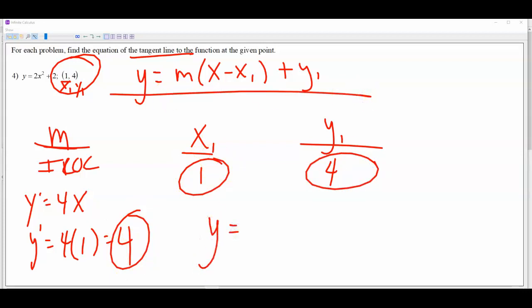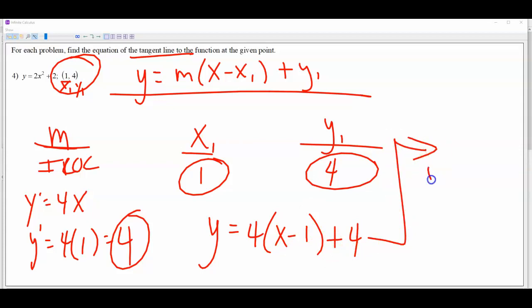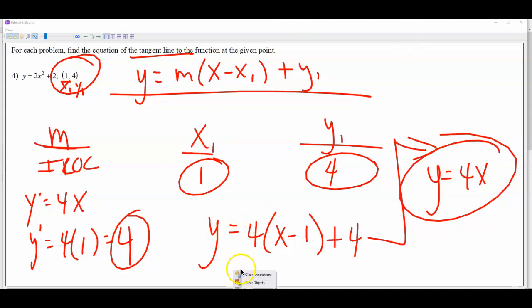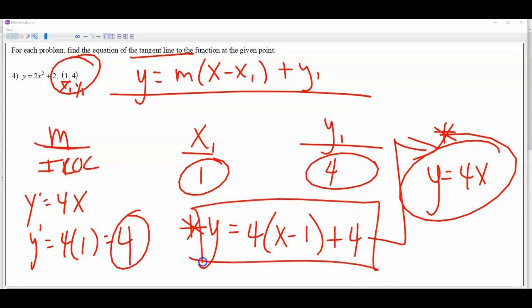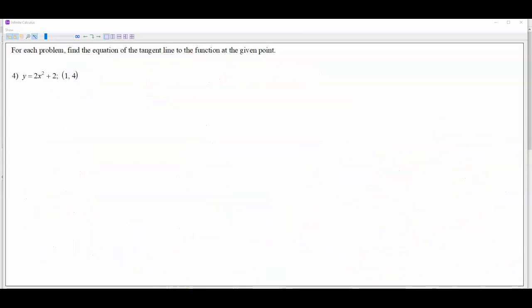And once again, you're welcome to leave it like this if you want, or you can go the extra mile and simplify it by distributing and combining like terms. But either way, you're going to end up with y equals 4x on this particular problem. So this is acceptable, but this is as well. If it's free response, I say stop here. If it's multiple choice, you might want to go the extra mile just in case that's what they're offering as your choices. All right, let's go ahead and move on to number 5.